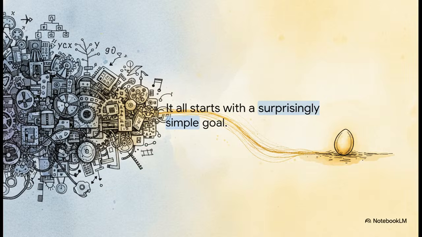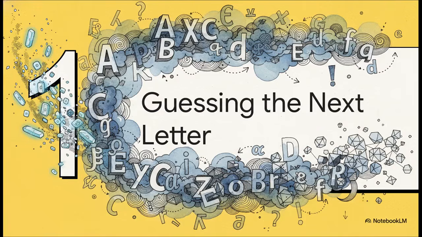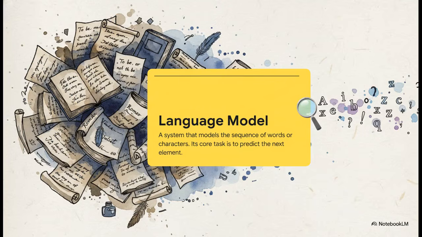The answer, and you might find this hard to believe, doesn't start with understanding things like grammar or meaning or plot. Nope, it all starts with something much, much simpler. The entire incredibly complex task of generating language boils down to this one thing: training a machine to get really, really good at guessing what single character comes next in a sentence. That's it. And that system, well, that's what we call a language model.